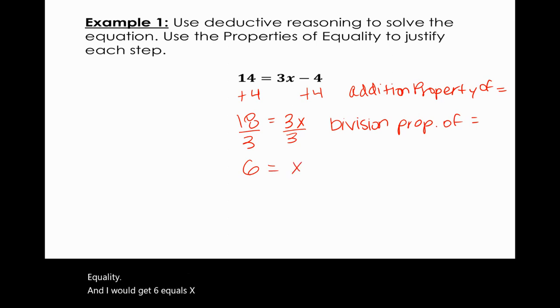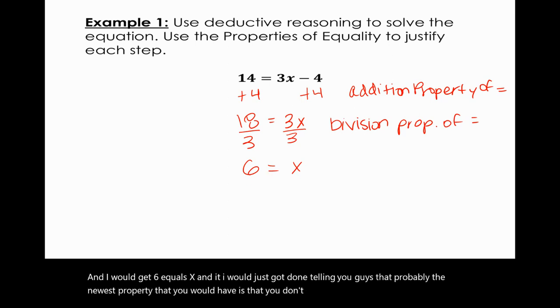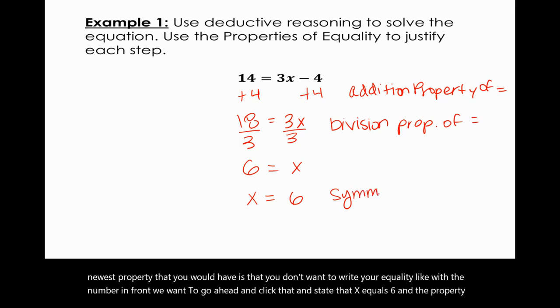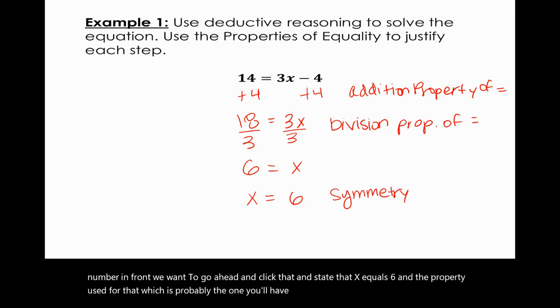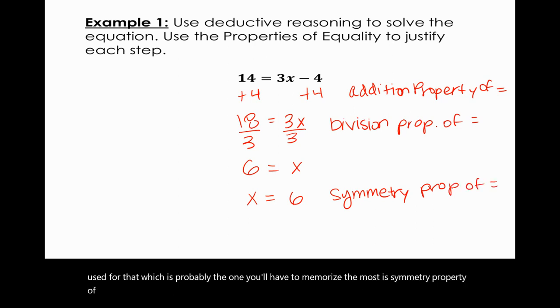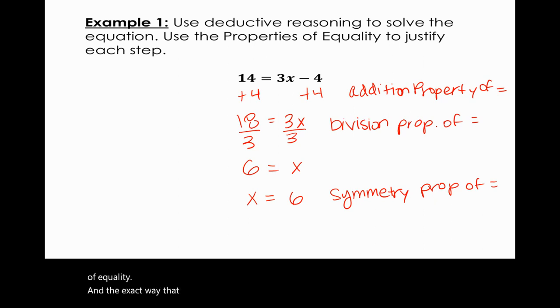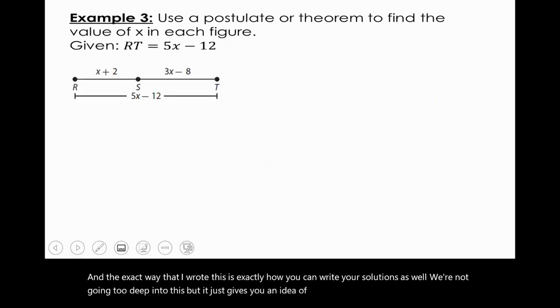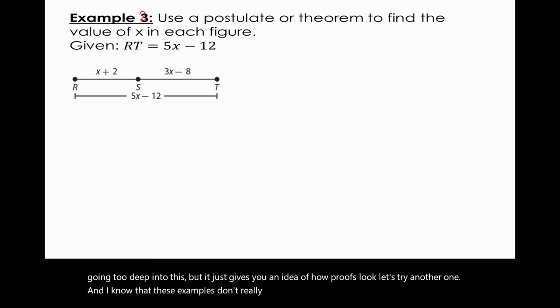And I just got done telling you guys that you don't want to write your equality with the number in front. We want to go ahead and flip that and state that x equals 6. And the property used for that, which is probably the one you'll have to memorize the most, is symmetry property of equality. The exact way that I wrote this is exactly how you can write your solutions as well. We're not going too deep into this, but it just gives you an idea of how proofs look. Let's try another one. I know that these examples don't really line up, so don't worry about it.